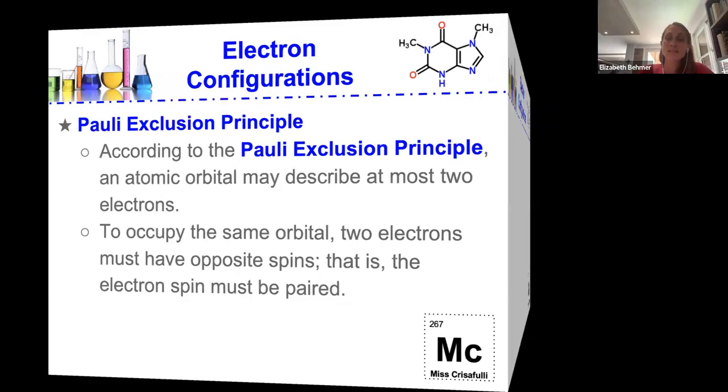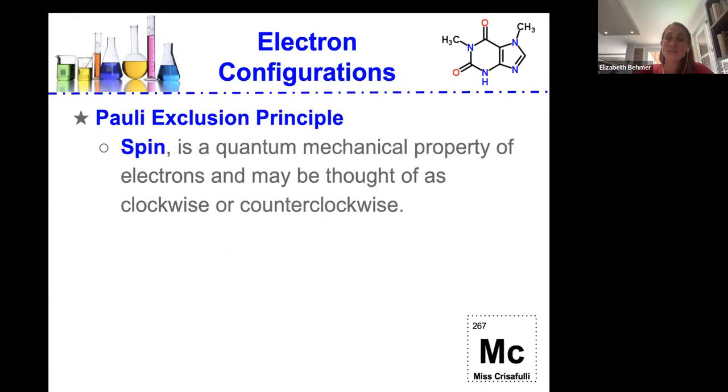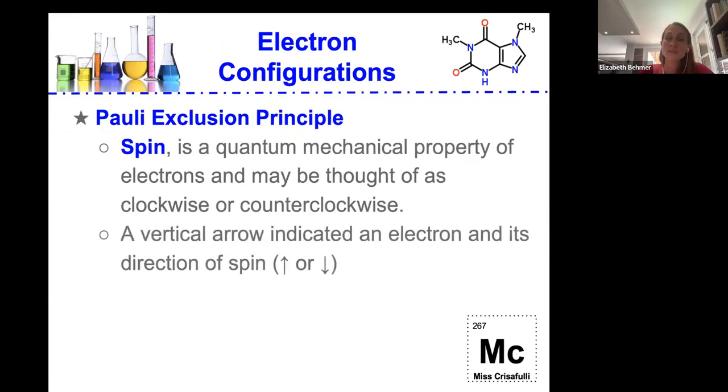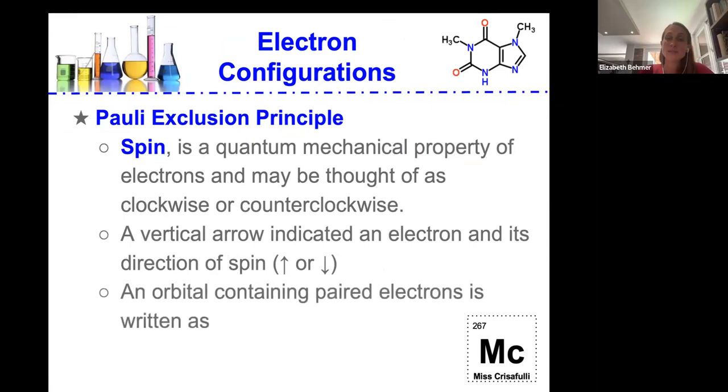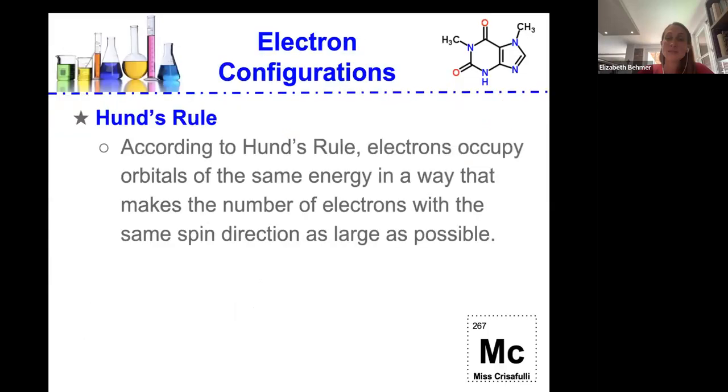Spin is a quantum mechanical property of electrons and may be thought of as clockwise or counterclockwise, and a vertical arrow indicates an electron and its direction of spin. So up and down means the spins are opposite. An orbital containing a pair of electrons is written as an up arrow and a down arrow, signifying that those electrons have opposite spins. Hund's rule says electrons occupy orbitals of the same energy in a way that makes the number of electrons with the same spin direction as large as possible.